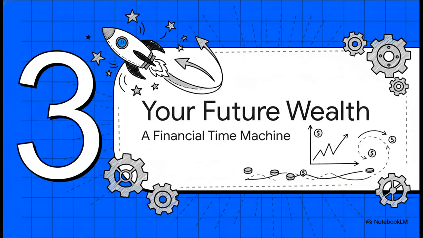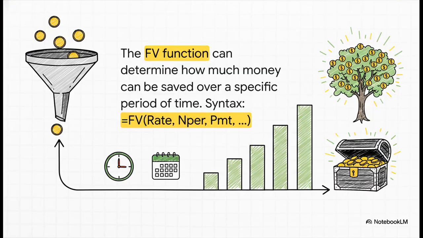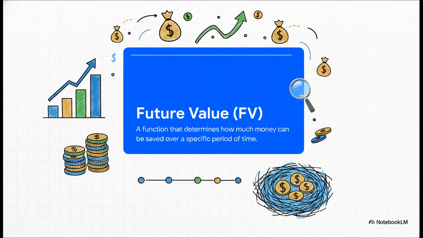If the PMT function was our payment calculator, then this next one, this is our financial time machine. So say hello to the FV, or future value function. You'll notice it's built just like our last tool, but instead of calculating a loan payment, it calculates how much your investments could be worth way out in the future. What this amazing little function does is let you project the growth of your savings over time.